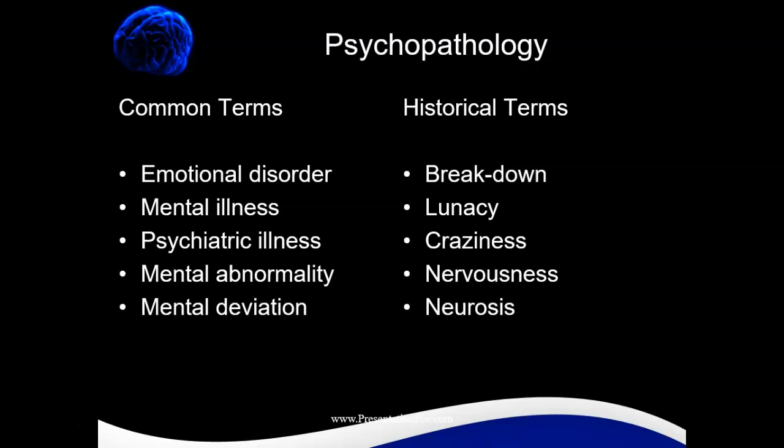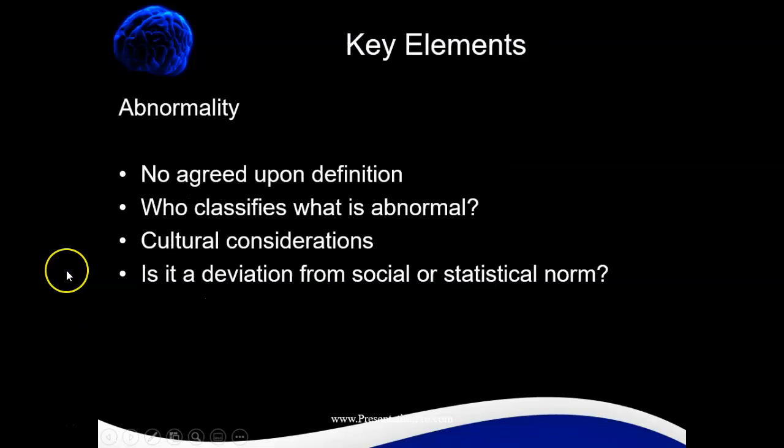Common terms you'll hear are emotional disorders, mental illness, psychiatric illness, mental abnormality, and or mental deviation. Historical terms and oftentimes culturally specific terms include someone having a breakdown or a nervous breakdown, lunacy, craziness, nervousness, neurosis. But again, we have moved away from a lot of these historical terms, in that we at least try to incorporate language that's more person-centered and strength-based as well.